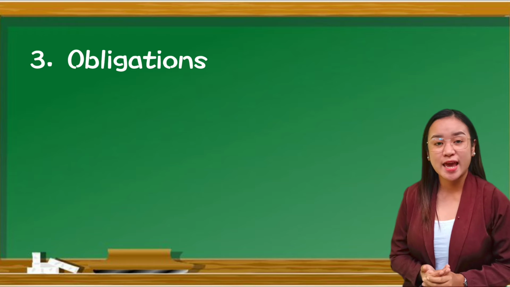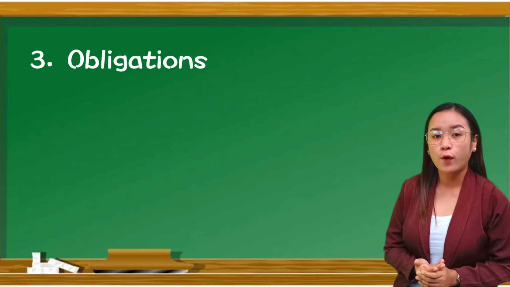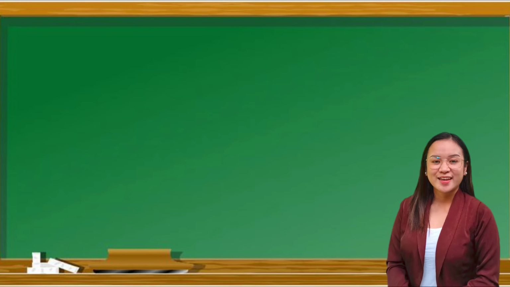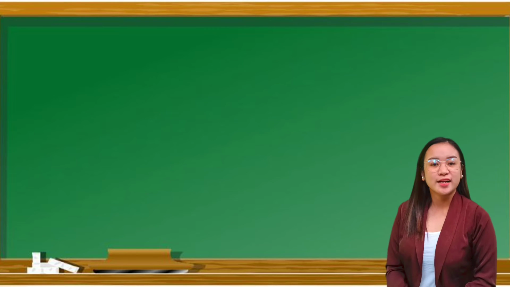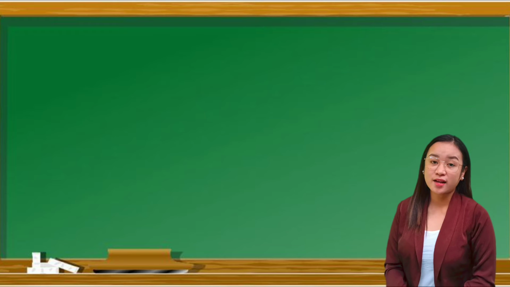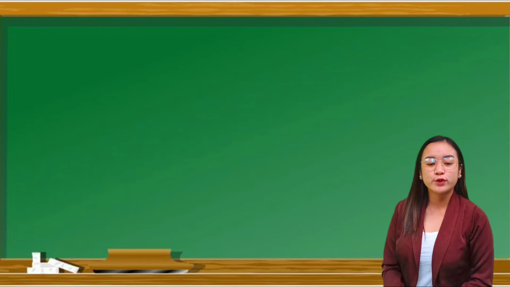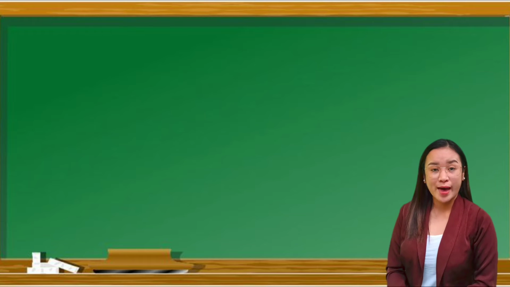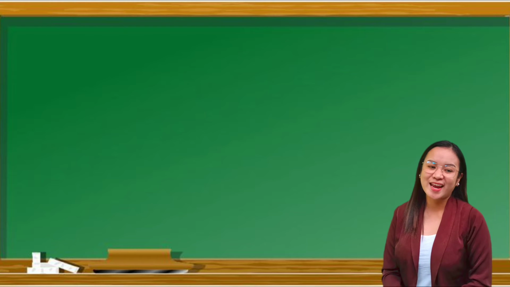Tú tienes que estudiar hoy. Tienes que estudiar hoy. In another category, in obligations, he has to dance. Él tiene que bailar. She has to sing. Ella tiene que cantar. Formal singular, you have to prepare dinner. Usted tiene que preparar cena.